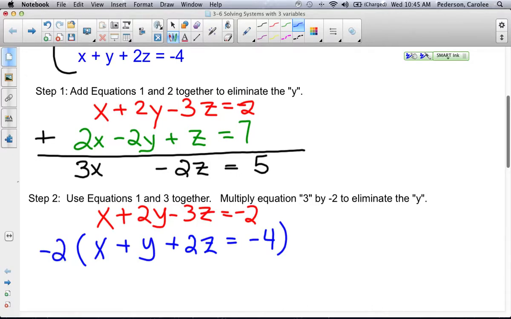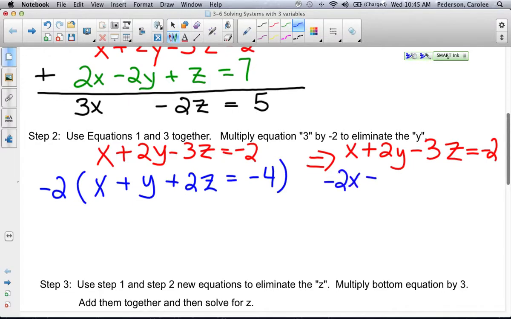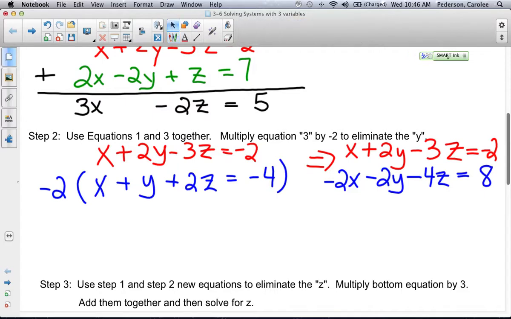So let's go ahead and do that. We're going to leave the original red one alone, so we'll just carry that over. So x plus 2y minus 3z equals -2. And now our new blue equation, when we multiply by -2 to all terms, we get -2x, -2y, -4z, and then +8.